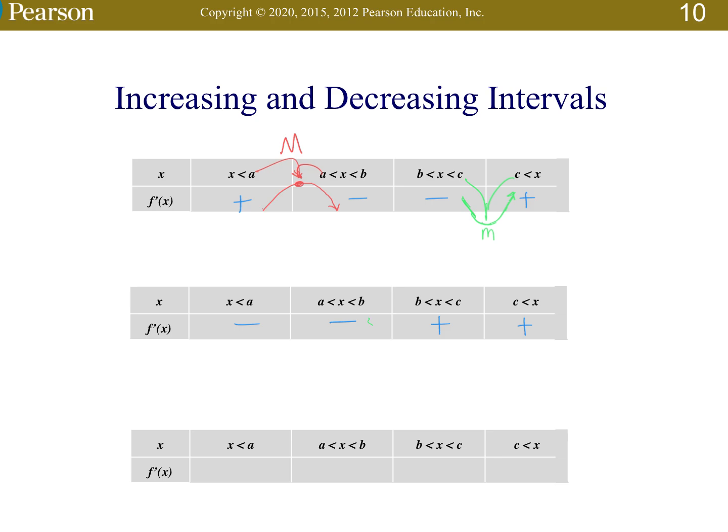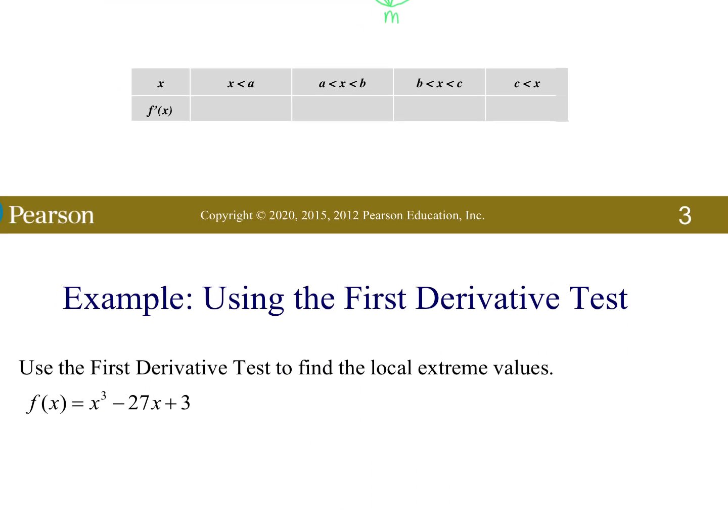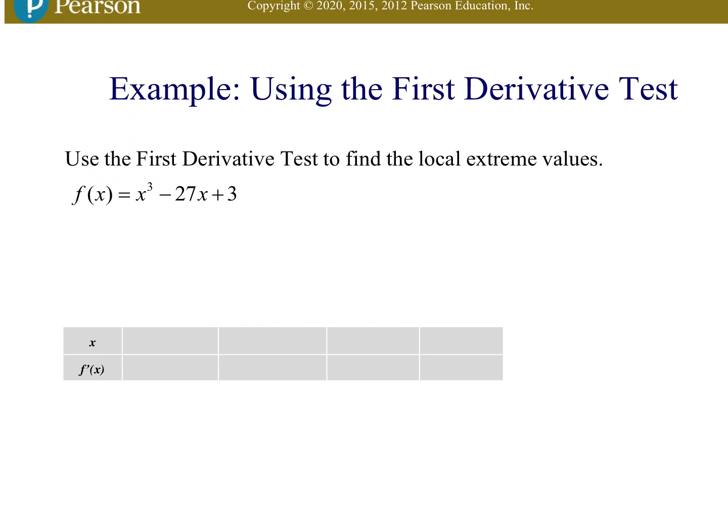The minus means the original graph is going down. And then the plus means the original graph is going up. And so that B right there is going to represent the minimum. So a minimum is happening at B. Those are samples. Let's try it with a real thing. Let's do it for real.